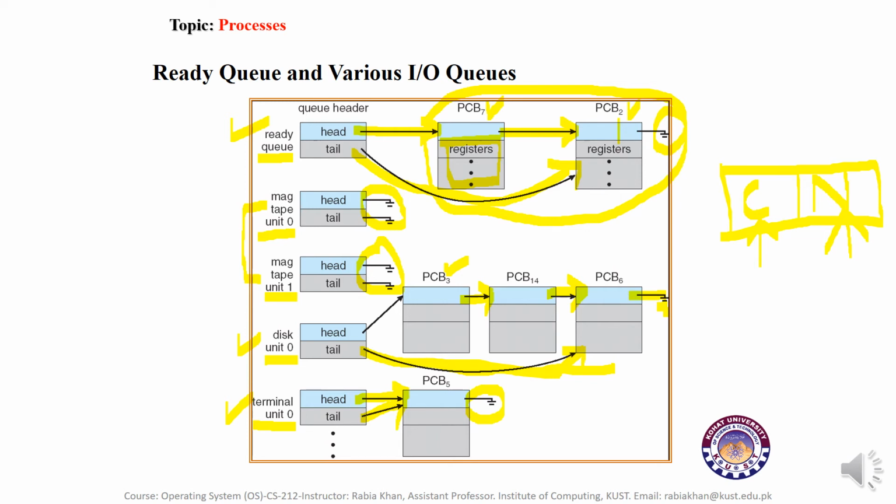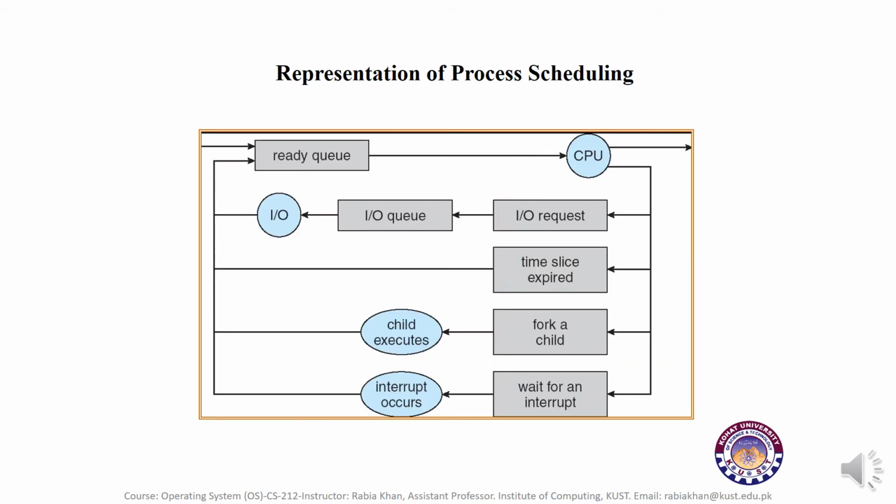So this is how the queues are organized, and a process moves between these different types of queues. How they move between these different types of queues, let's see with the help of another example. Here you can see a process moves or migrates between these different types of queues.